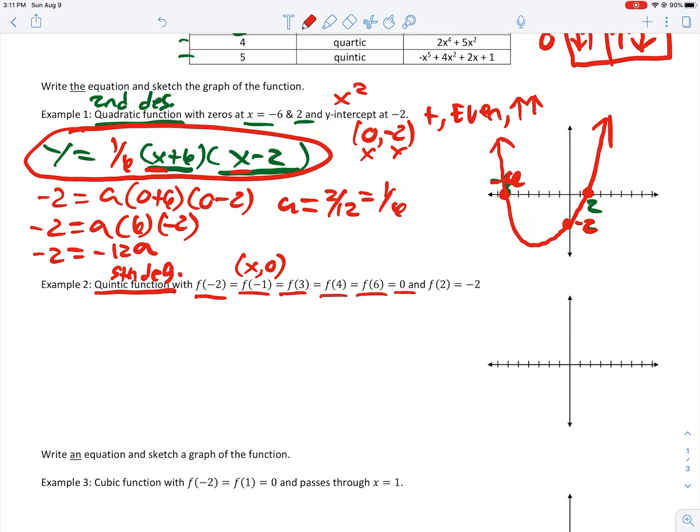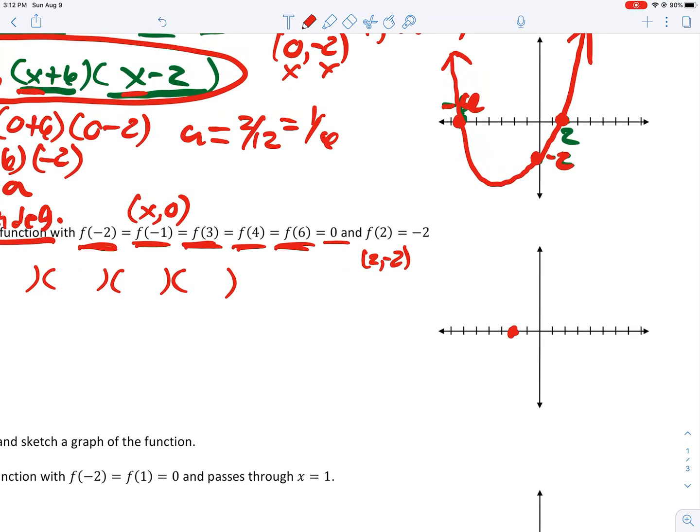Well, which coordinate has a y-coordinate of 0? Those are your x-intercepts. So they're giving you x-intercepts. So I have 1, 2, 3, 4, and 5. And then they give you the point 2, negative 2. So you have x-intercepts at negative 2, negative 1, 3, 4, and 6, and the point 2, negative 2.